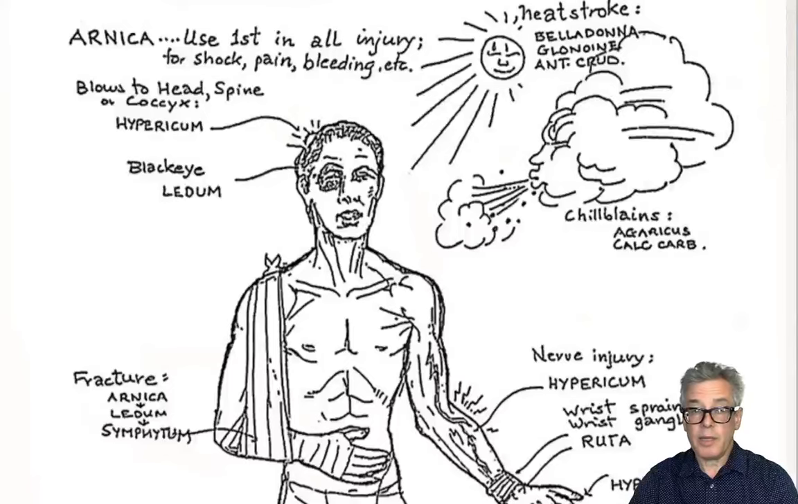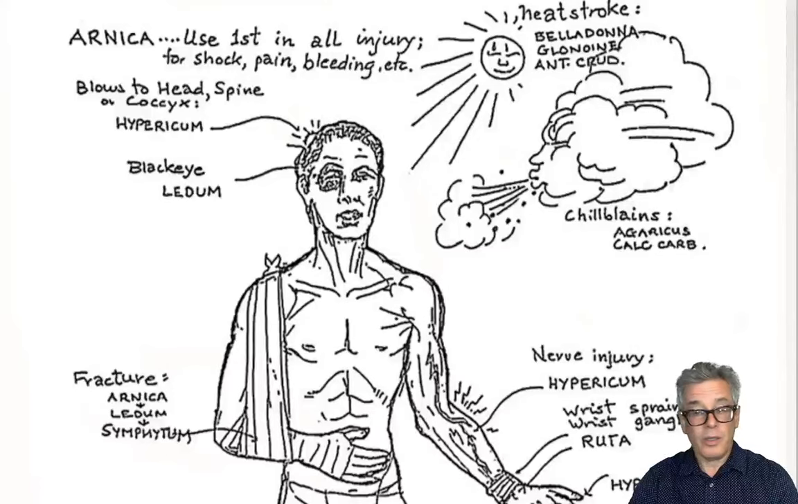Blows to the head, spine, or coccyx, meaning injury to the nerve, we've got hypericum, which interestingly is St. John's wort in herbal medicine. A black eye, because it might have ruptured blood vessels, ledum palustre. In addition to arnica for fractures, we've got ledum and symphytum. Symphytum is comfrey, which is known in botanical medicine as bone set. And in homeopathic terms, we don't give that until we're clear on how well the bone fracture is aligned.